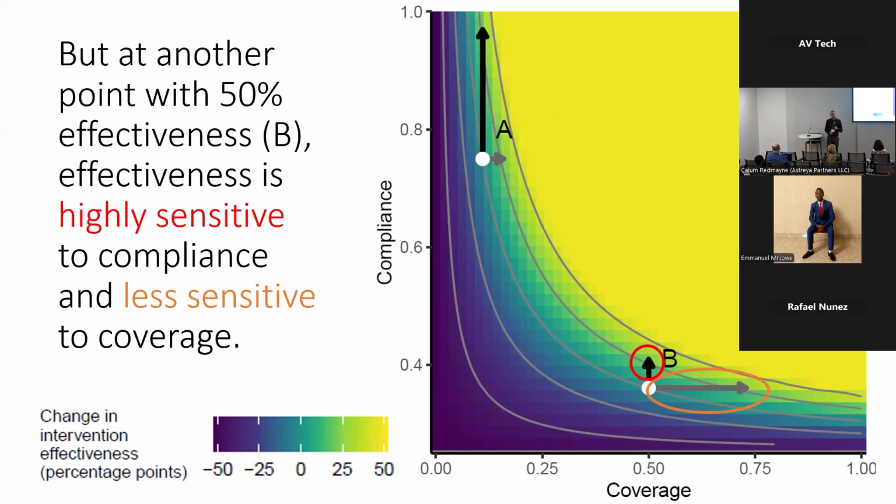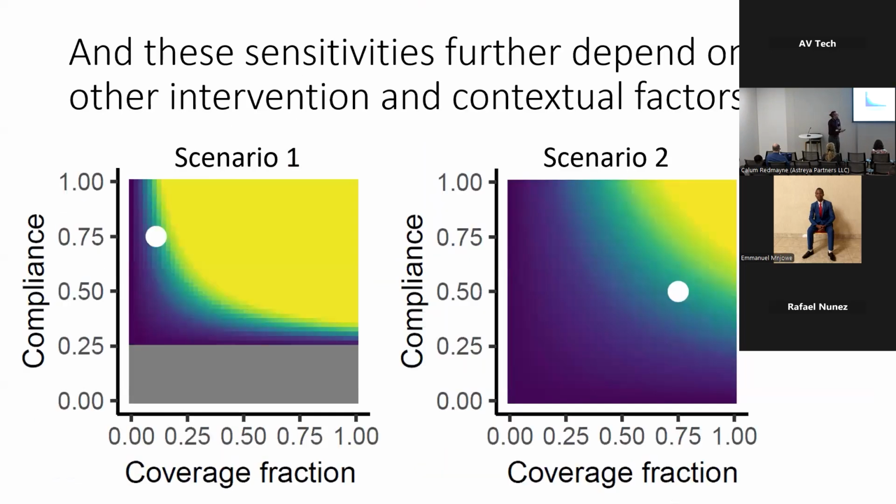But if I were to look at this other point that also gives me 50% reduction, I see that my coverage is now not very sensitive, and my compliance is. In some sense, this is maybe not surprising, but it gives us a quantitative place to start investigating. If I were to now compare scenario 1 versus scenario 2, so I've changed the rest of my parameters, not just compliance and coverage, I can see that these sensitivities are changing even more.